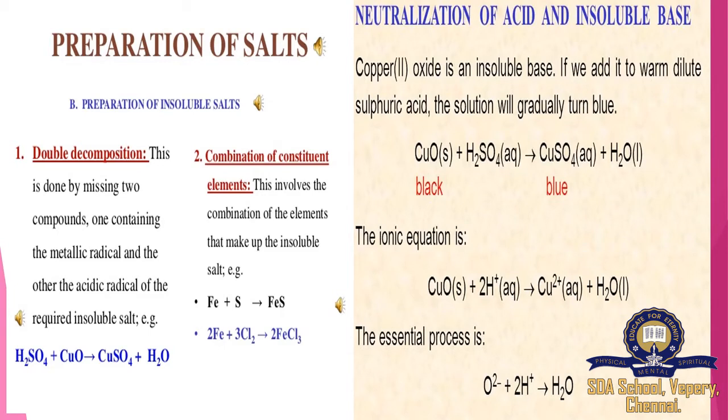The reactions are: first, copper oxide takes two hydrogen atoms and it is reduced to the copper 2 ion, and then water comes out. The next step is the O2 minus present in the copper is reacting with two hydrogen atoms and becomes H2O. So these are the reactions involved in this neutralization of an acid and an insoluble base.